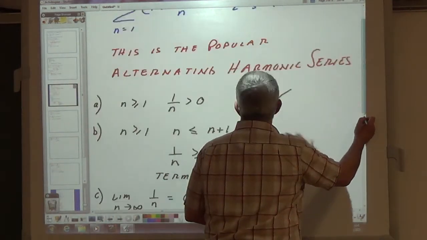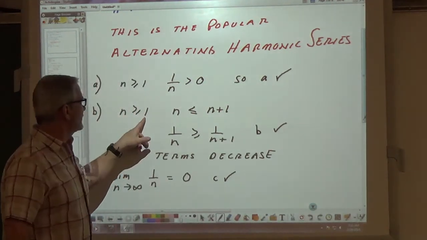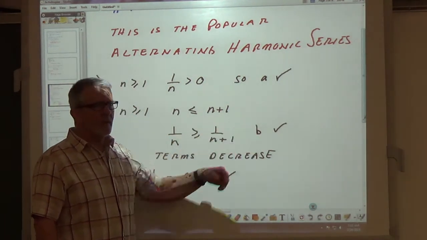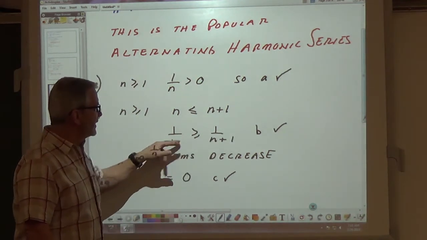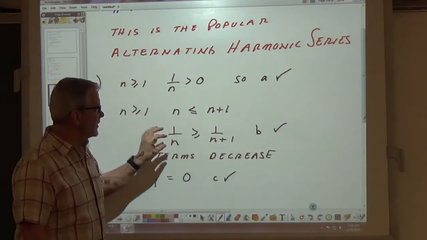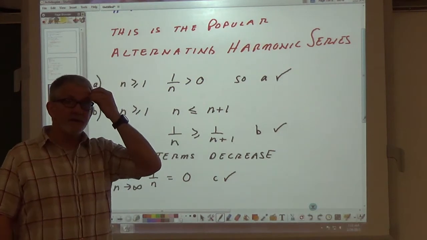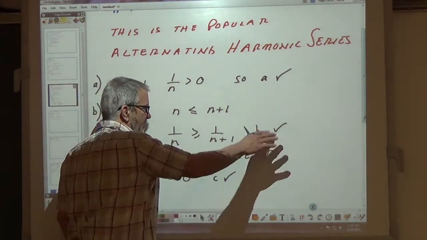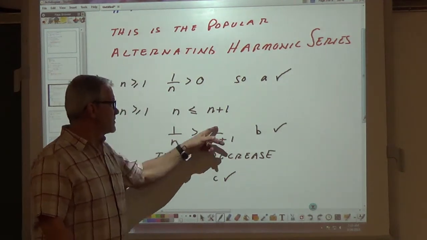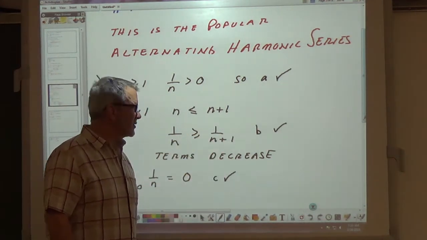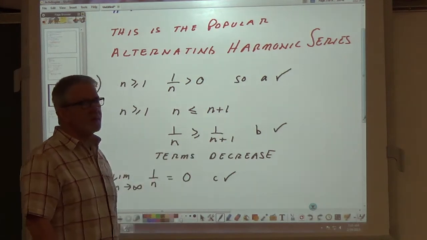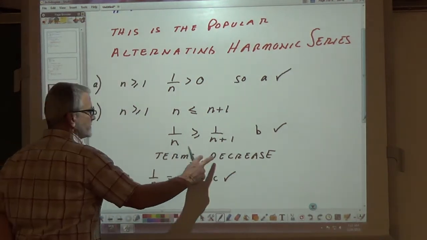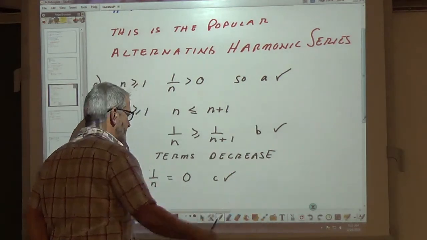Okay, and now do my terms decrease? Well, if n is greater than or equal to 1, then n is certainly less than n plus 1. Therefore, 1 over n is greater than 1 over n plus 1. So my terms do decrease. Clearly, if my numerators remain the same and my denominators get bigger, then the next term is going to be smaller. So the terms decrease. Nice.